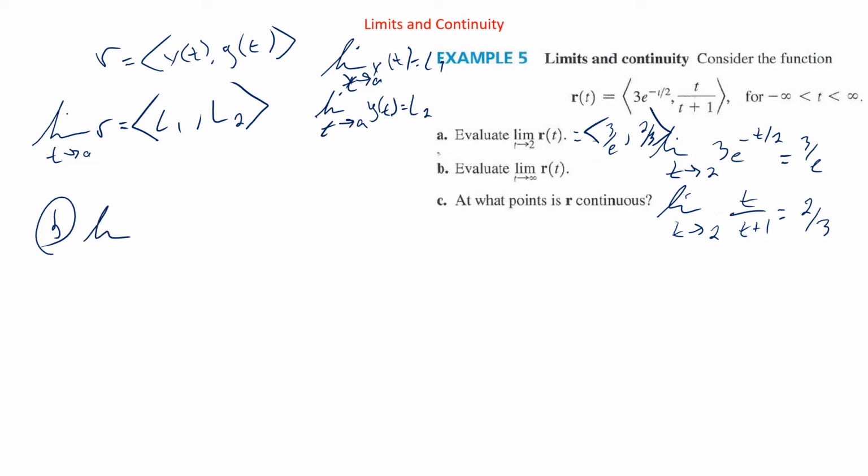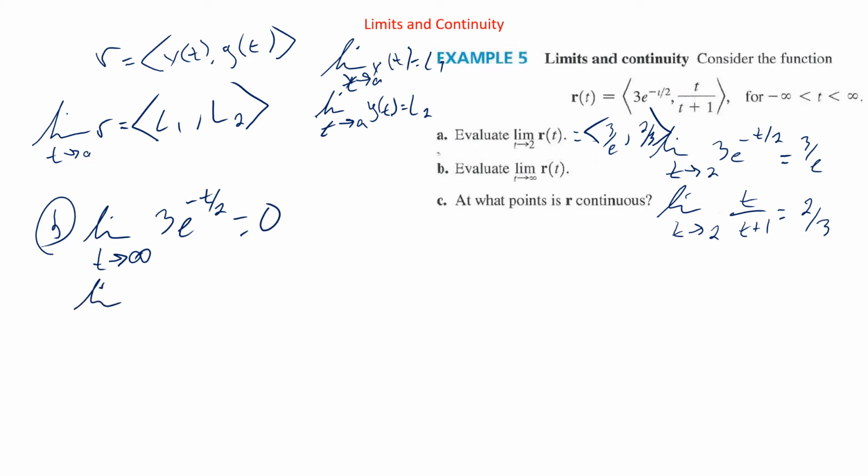Let's write down the limit as t goes to infinity of 3e to the negative t over 2. So this is going to be negative infinity, so that'll be e to the negative infinity, which is 1 over e to the infinity, right? That negative takes us to the bottom. So we have 3 over e to the infinity. That's going to be 3 over an impossibly large number, which is just 0.